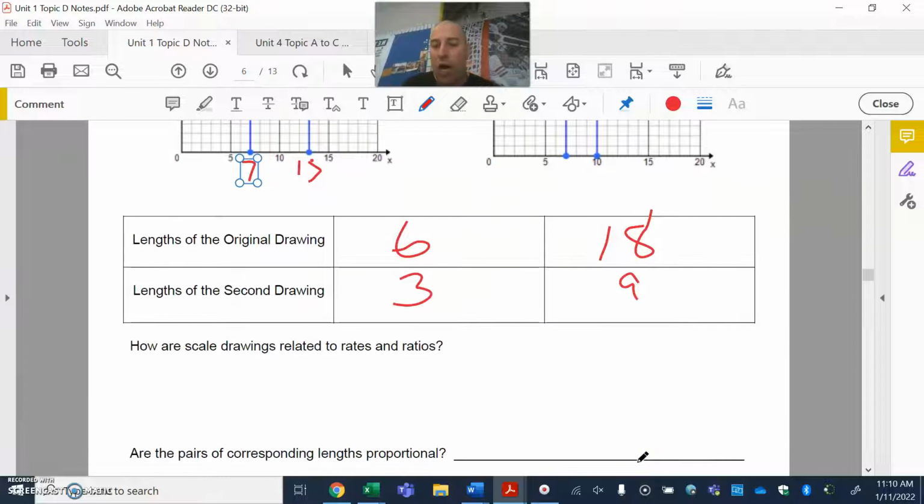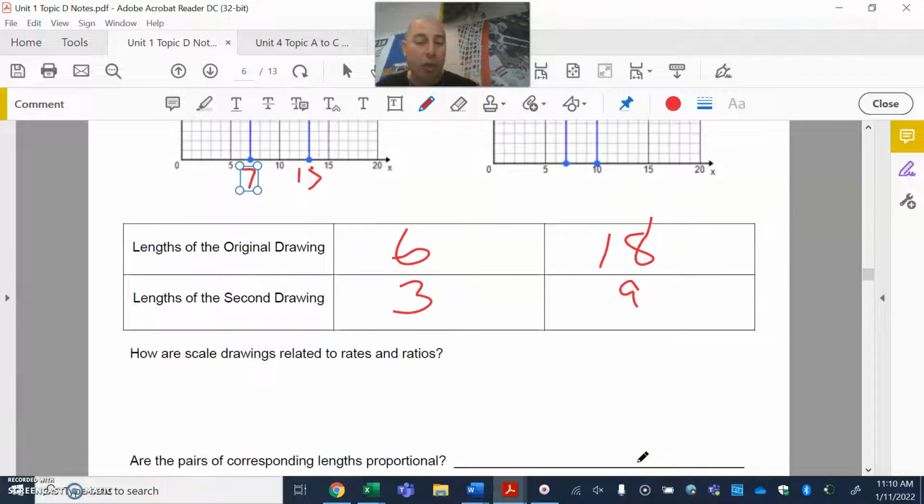Okay, so how are the scale drawings related to rates and ratios? Things that we want to see here, we can think of as fractions. There is my original. There is my second. And remember, this was my width. This was my length.